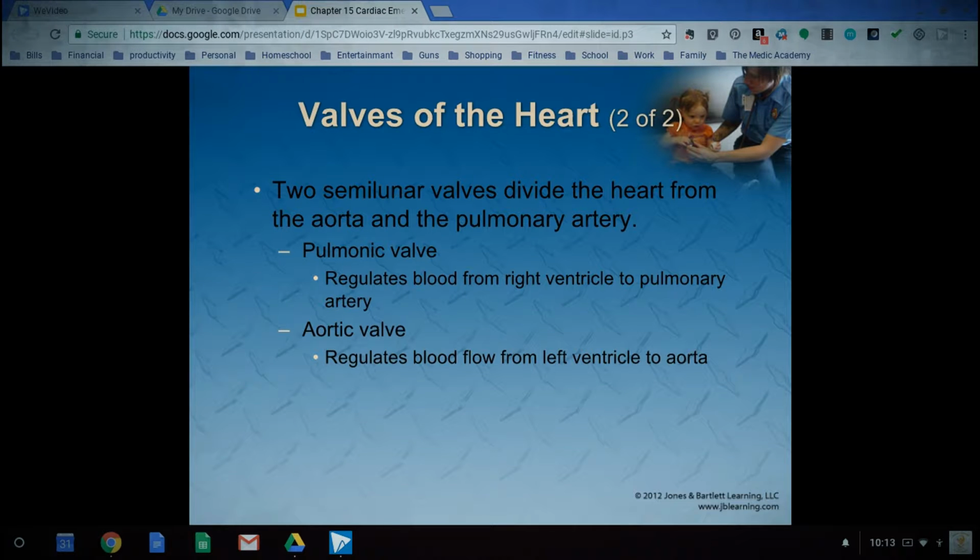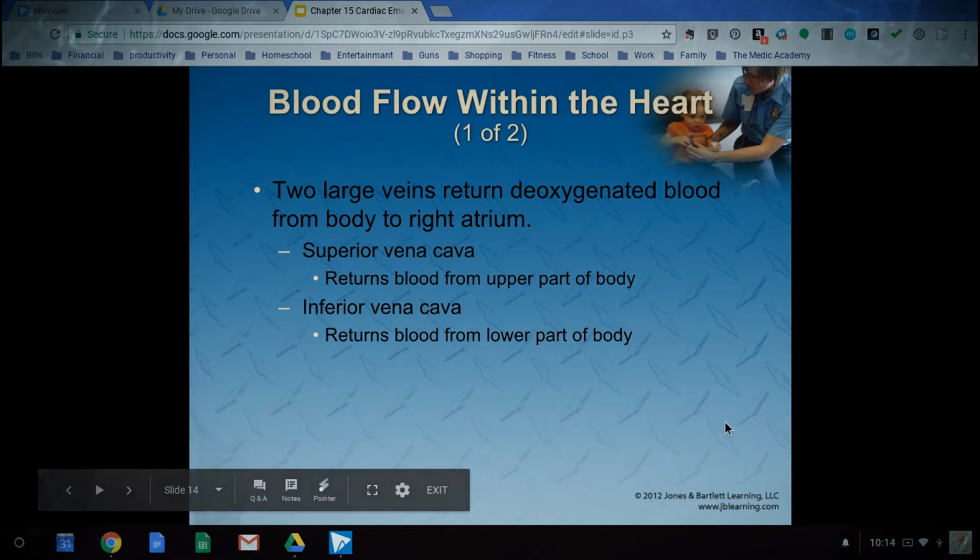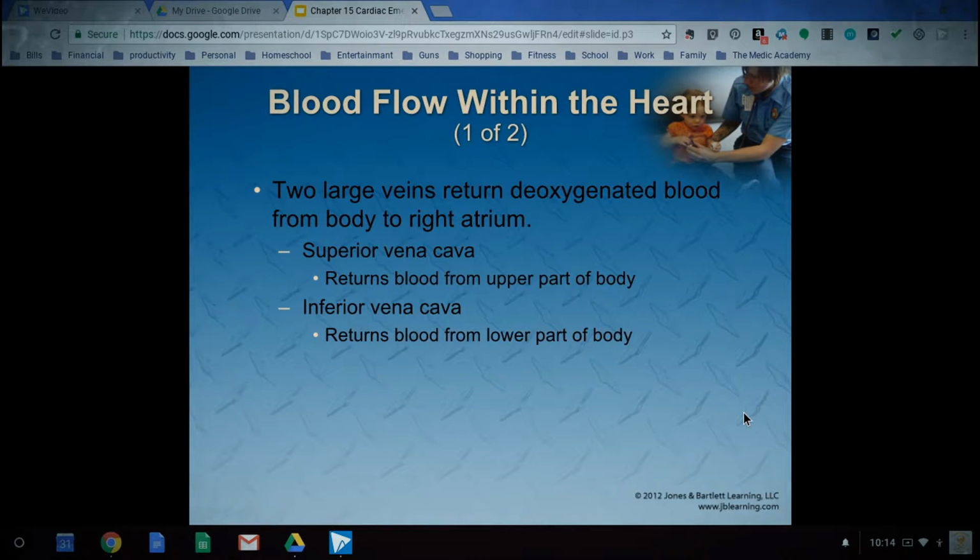We have the pulmonic valve, which is the first semilunar valve, and it regulates blood from the right ventricle to the pulmonary artery. And then the aortic valve, which regulates blood from the left ventricle to the aorta. There are two large veins that return deoxygenated blood from the body back to the right atrium, and these are known as the superior vena cava as well as the inferior vena cava. The superior vena cava returns blood from the upper part of the body, whereas the inferior vena cava returns blood from the lower part of the body.